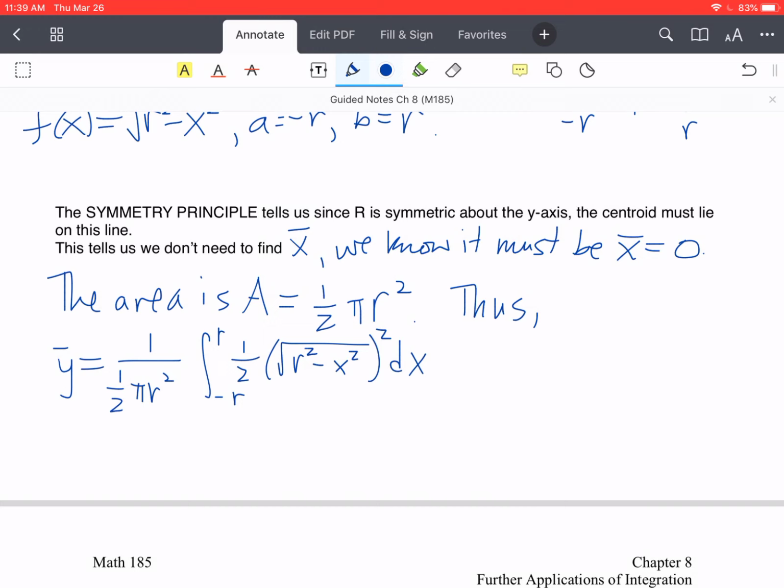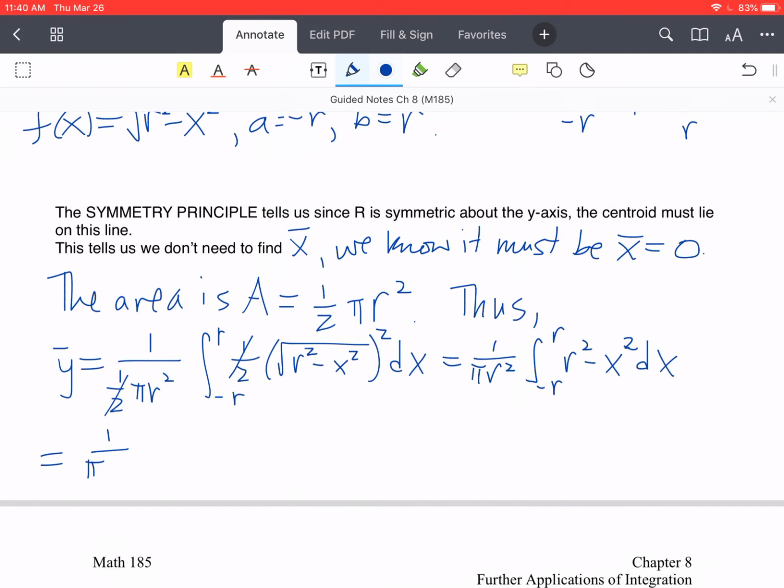Okay. So we can pull that 1/2 out, and this 1/2 here is going to cancel with this 1/2 here, because you have one in the top, one in the bottom. So we're just left with 1 over pi r squared, integral negative r to r of r squared minus x squared dx.